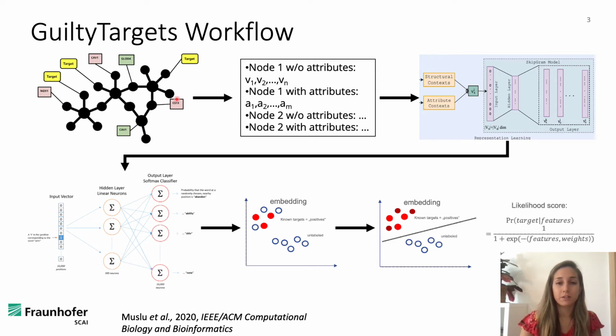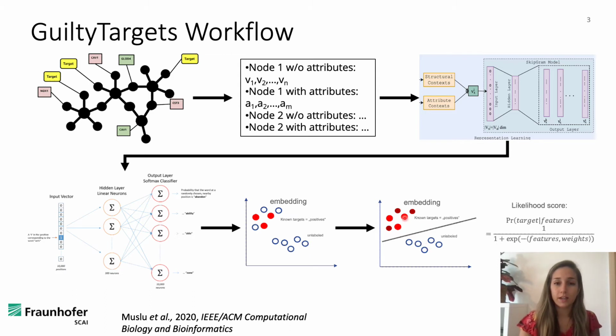Now, the guilty targets workflow takes a series of random walks through the network and collects information about structural contexts and attribute contexts. These serve as the input for a skipgram model, and this skipgram model then creates low-dimensional representations or embeddings for every node in the network. These embeddings serve as input for a binary logistic regression classifier, and this classifier's job is to discriminate between the known potential drug targets and the unlabeled nodes in the network.